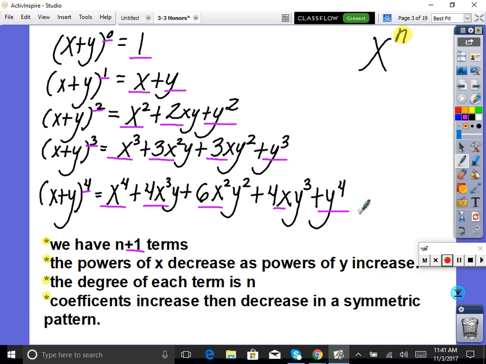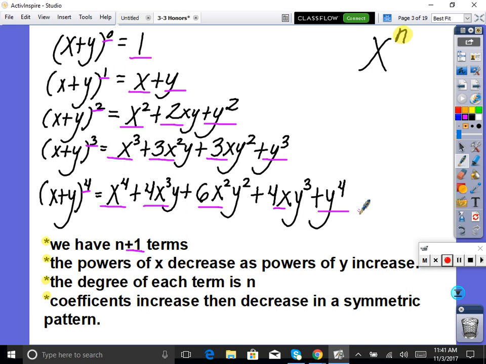So how many terms would degree 12 have? 13 terms. Did everybody just listen to what I just said? Okay, how many terms would x plus y to the 100 have? 101 terms, you're right. Okay, that will always be true.